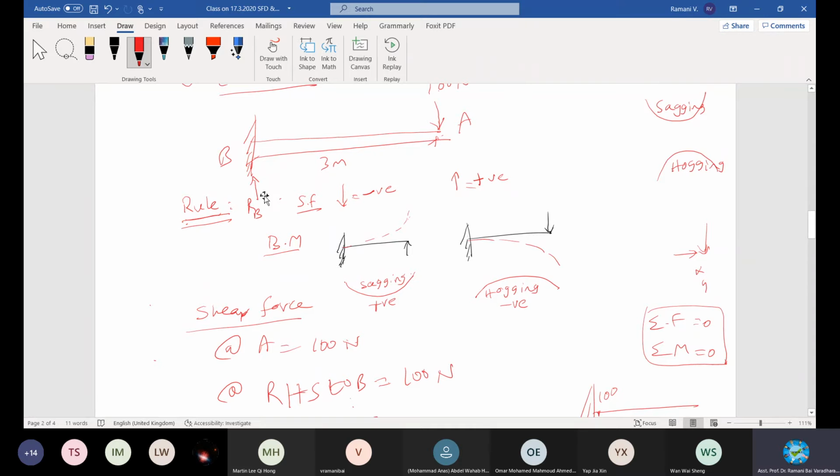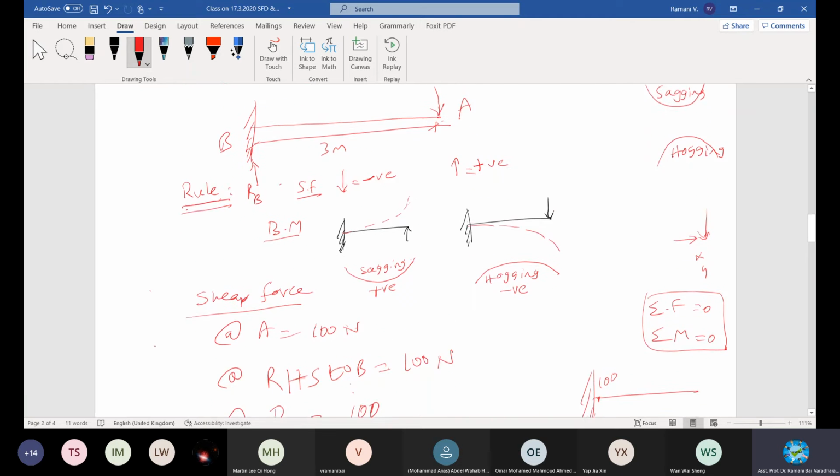For now, you just accept that the reaction is there. A fixed support will have, if not fixed, you would have a reaction only, but because it is fixed, it will have one reaction and also a couple. It tends to rotate because of the loading. The member will try to rotate. The couple, or reaction moment, will be produced. But never mind now. We are now finding out the shear force.